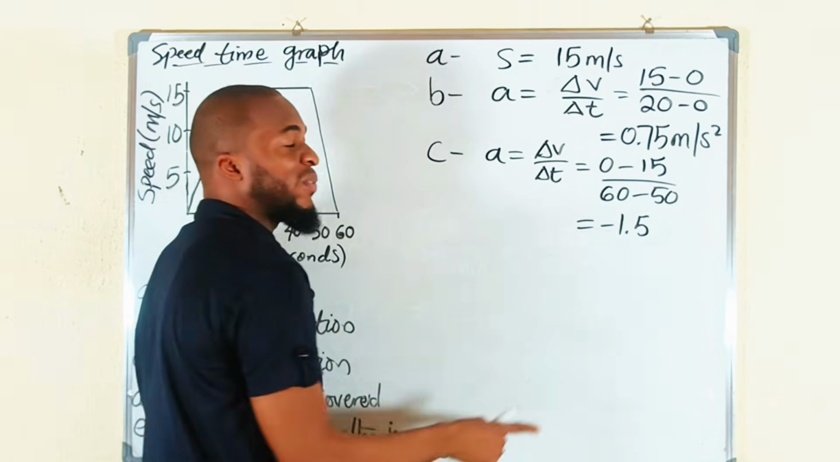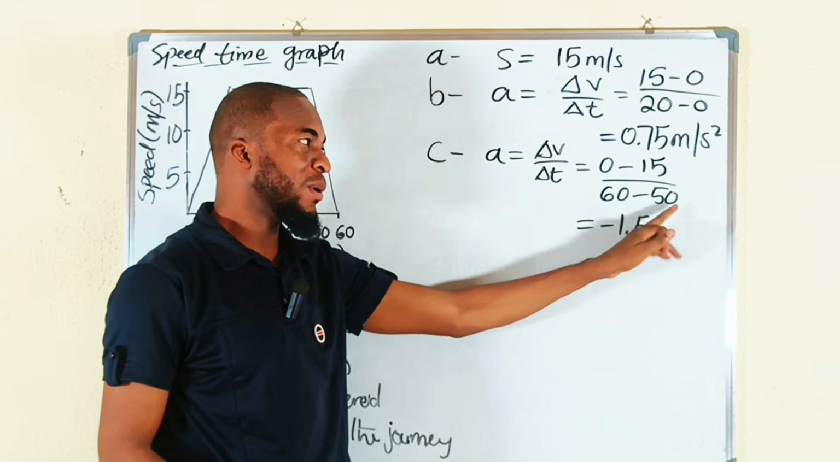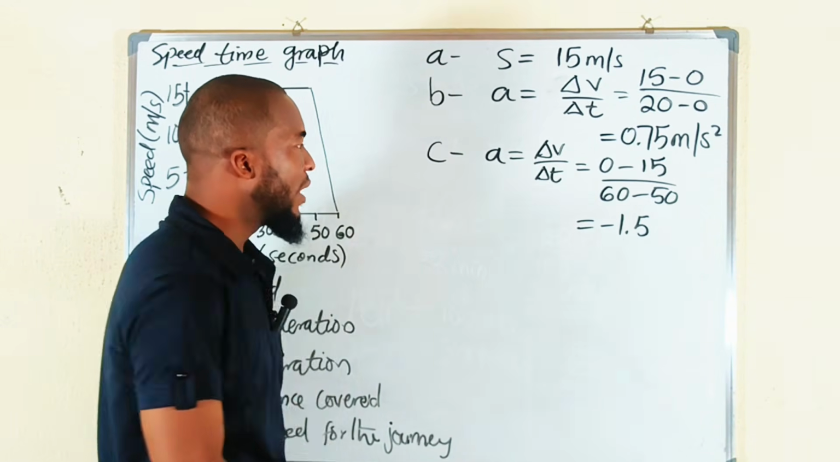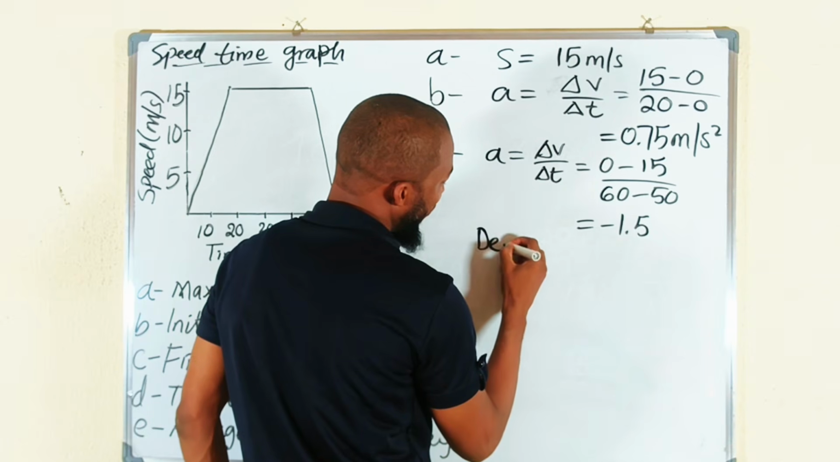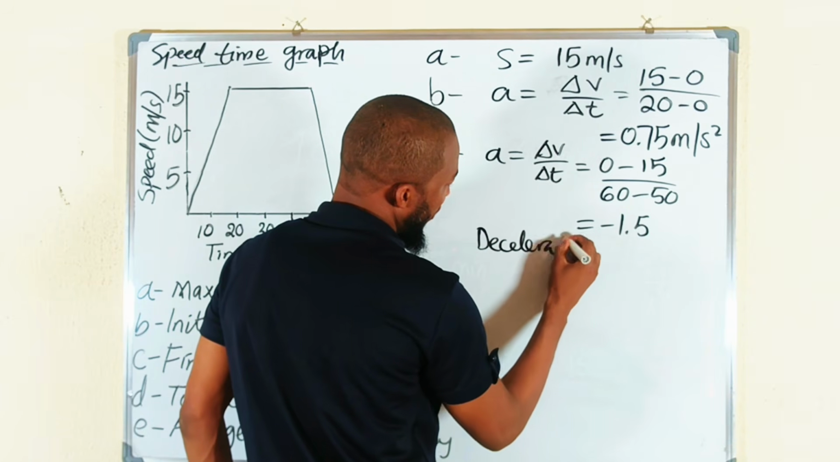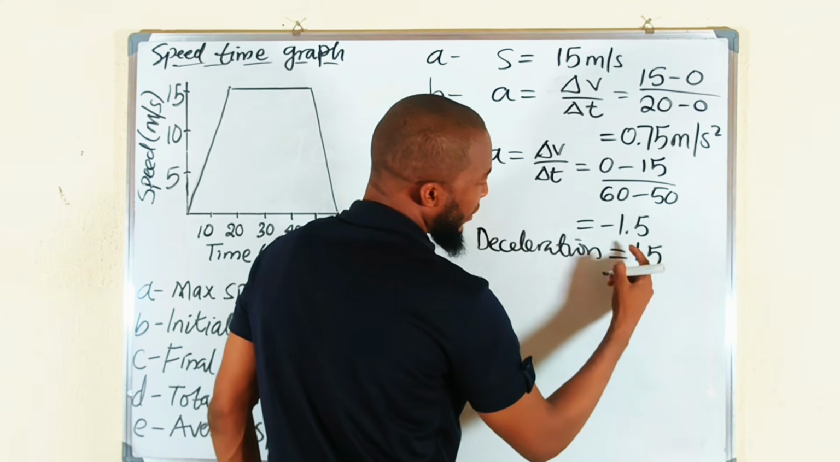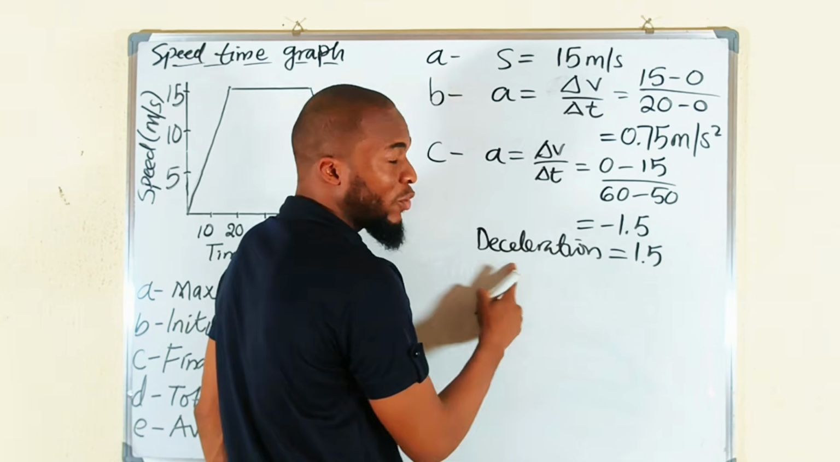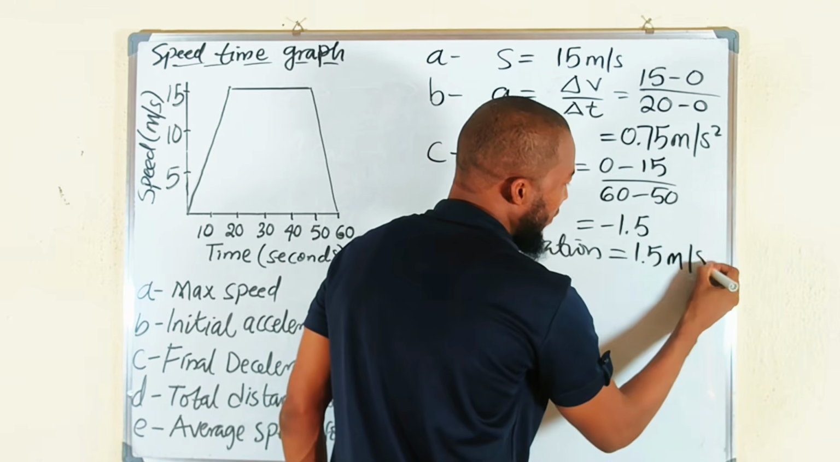Because 60 minus 50 is 10, and 0 minus 15 is negative 15. Negative 15 divided by 10 is negative 1.5. So therefore, you can even write it as deceleration. Therefore, deceleration is equal to 1.5. Then you remove the negative sign because you have made a statement saying it is deceleration, meters per second squared.